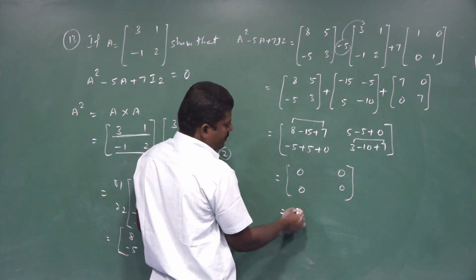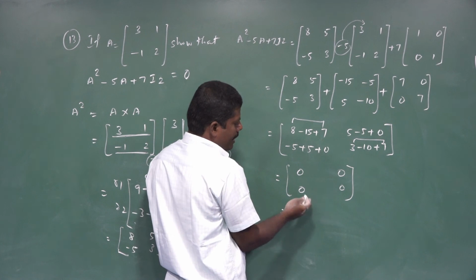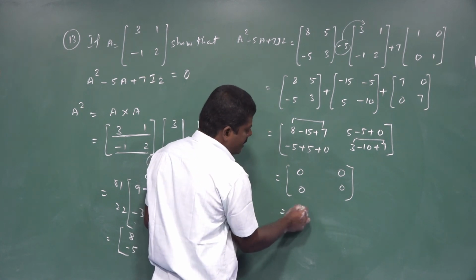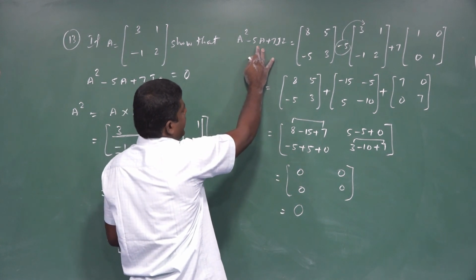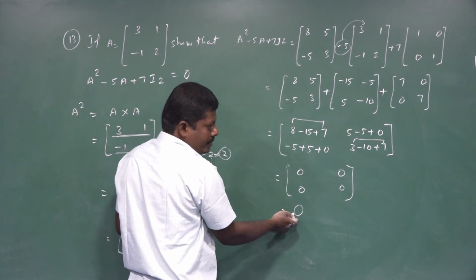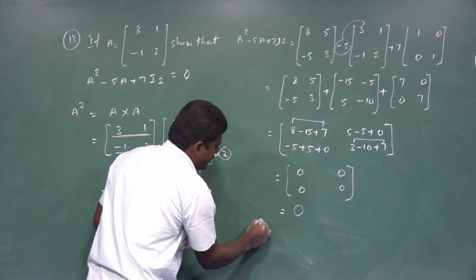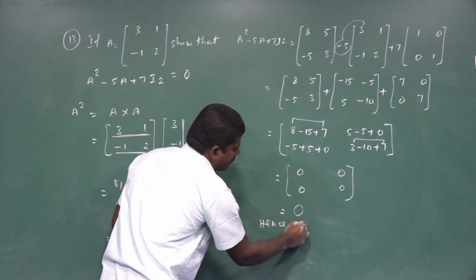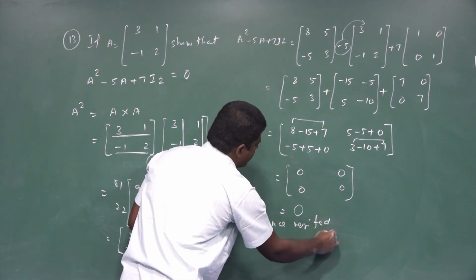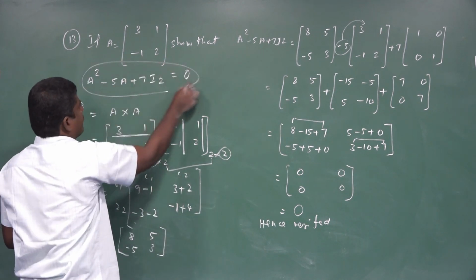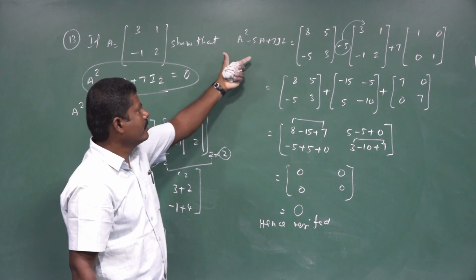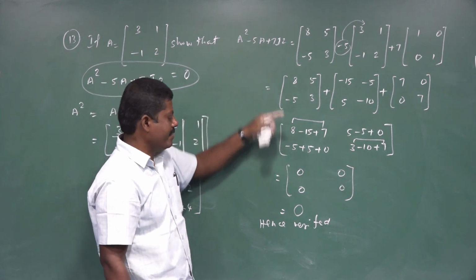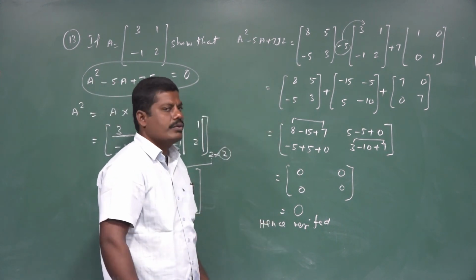So this is what? Null matrix. Null matrix is represented by O. Understand? A square minus 5A plus 7I2 is equal to 0. Hence verified. The answer is A square minus 5A plus 7I2 is equal to 0. Understand?